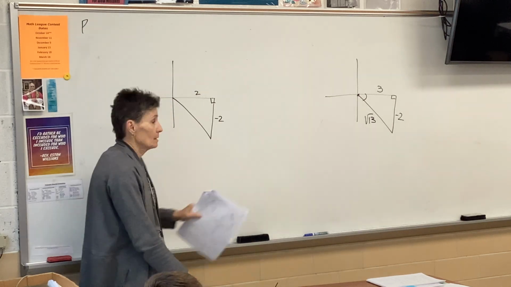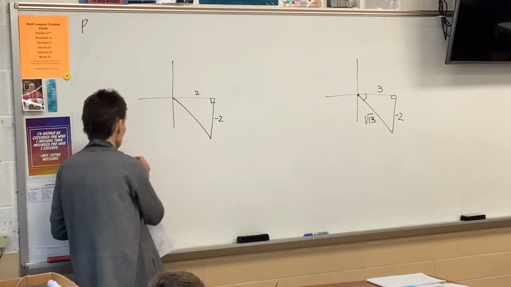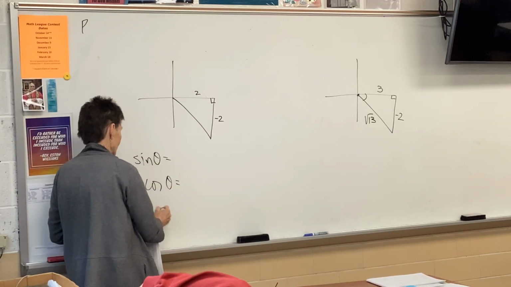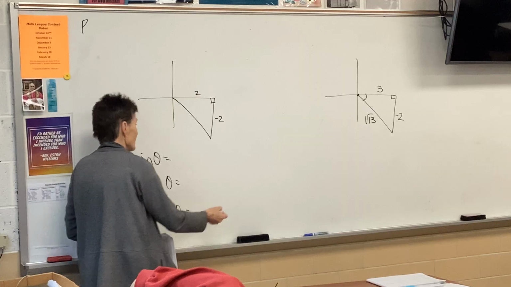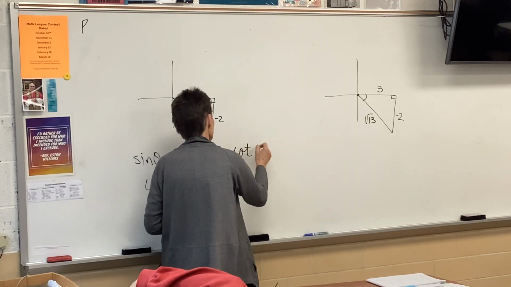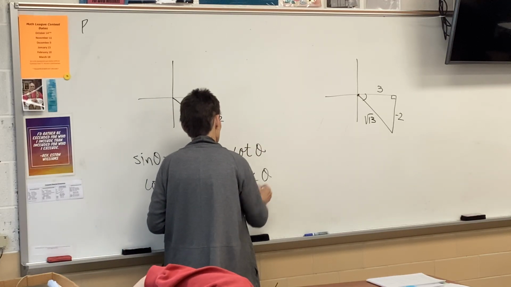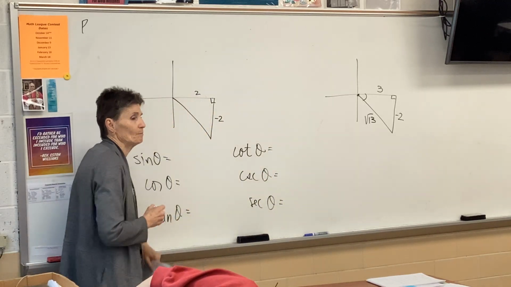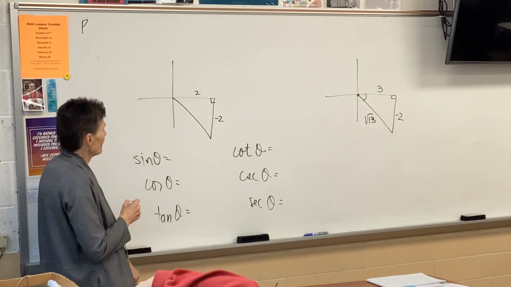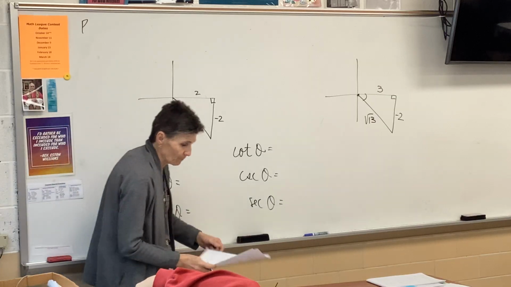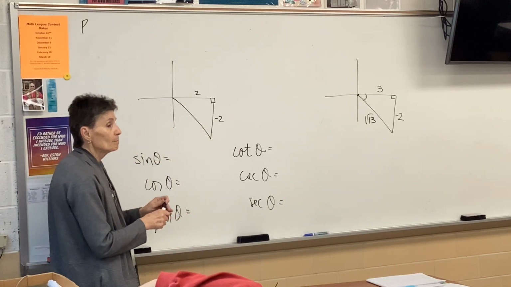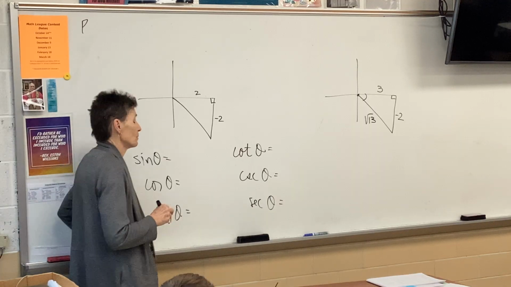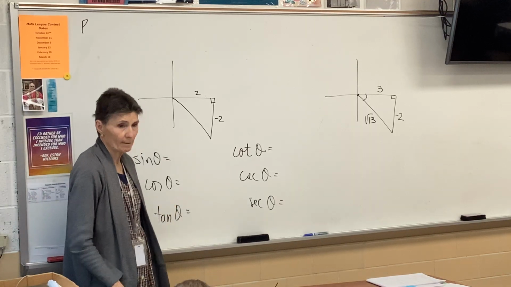Okay? And I shouldn't have erased it all. I'm going to do the same thing. I'm going to find my sine, cosine, tangent. I'm going to mix these up: cotangent, cosecant, secant. See if you can get them matched up right. Alright, so what's the first thing we need to do? Pythagorean theorem. So go ahead and do that and tell me what you get.